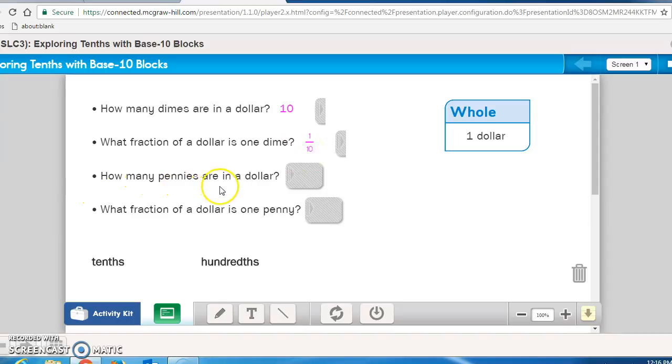How many pennies are in a dollar? We just reviewed this and you should know 100. So what fraction of a dollar is 1 penny? Well, if we're talking pennies and you have 1, you have 1 out of 100. So dimes are in the tenths place and pennies are in the hundredths place.